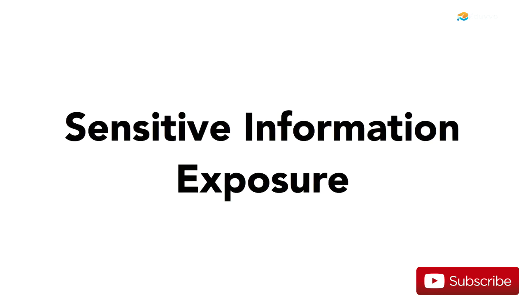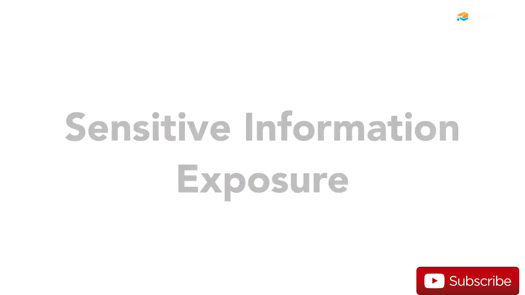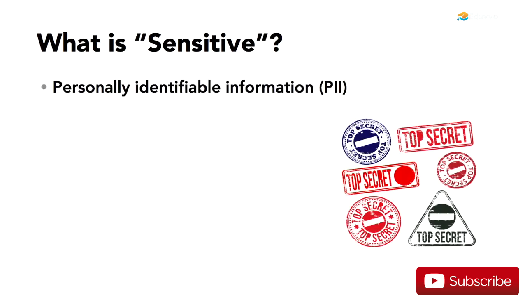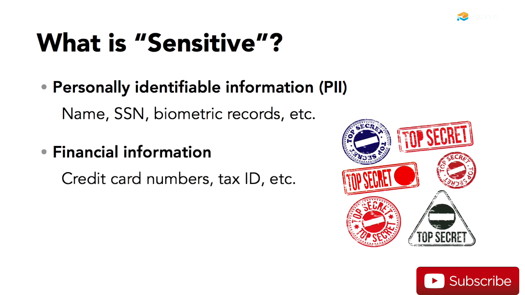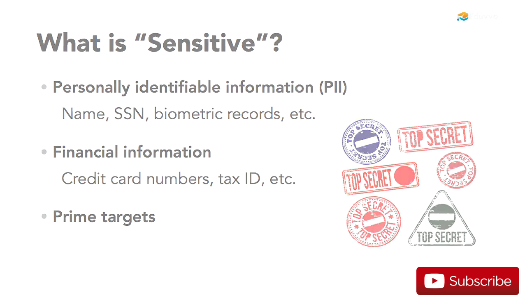Programmers often forget to guard their sensitive information. So what is considered sensitive? Personally identifiable information, or PII, is one of them. PII includes information such as names, social security numbers, biometric records, and so on. Other sensitive information includes credit card numbers, tax IDs, usernames, passwords, etc. These are primary targets of attackers because they could use this information to commit crimes such as identity theft and financial fraud.